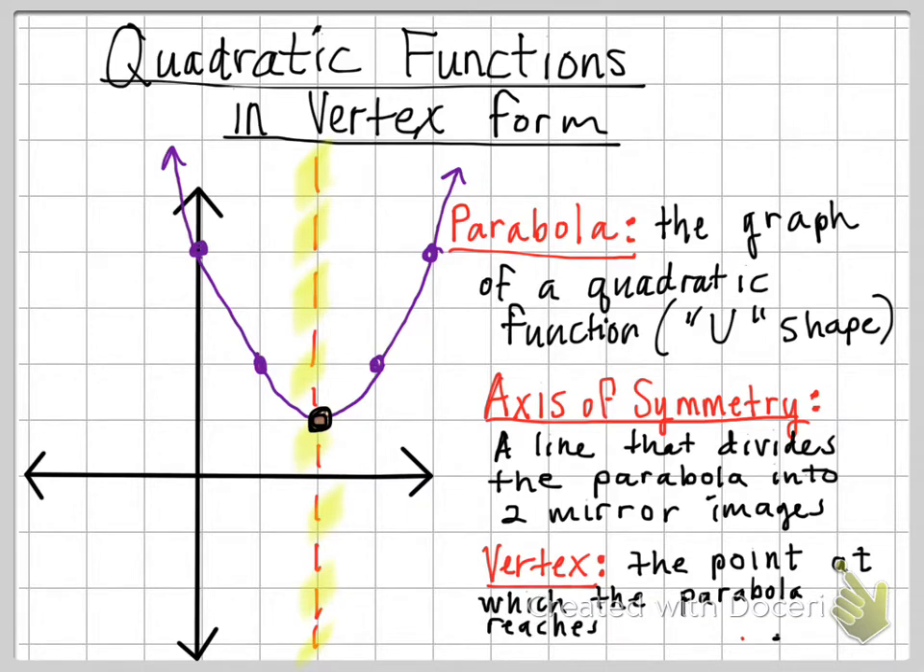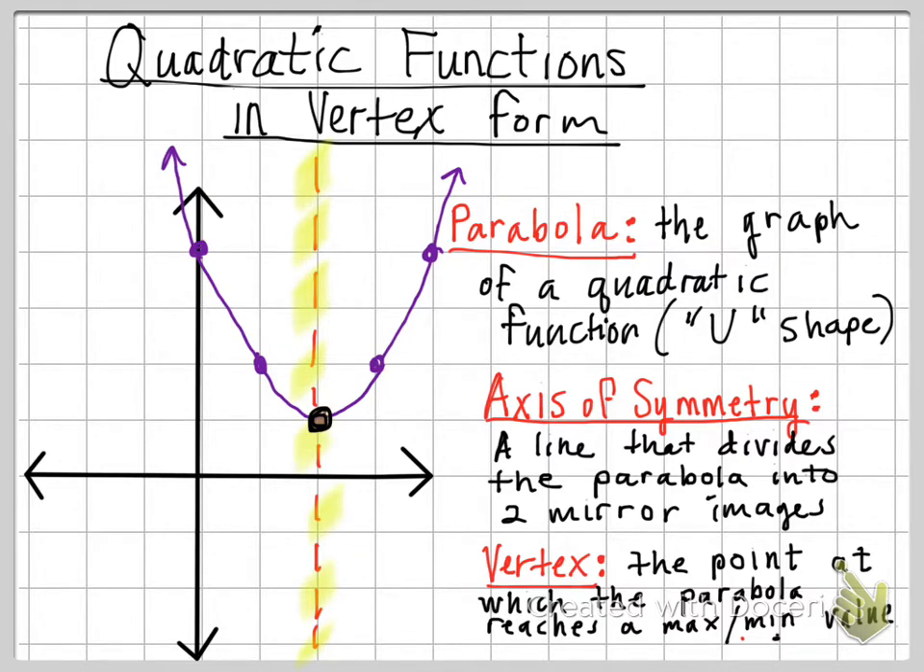Sorry for my cramped writing, I'm running out of space. Okay, so the idea is that center point on the graph will always either be the minimum when the parabola is facing up, or it could be a maximum if the parabola is facing down.